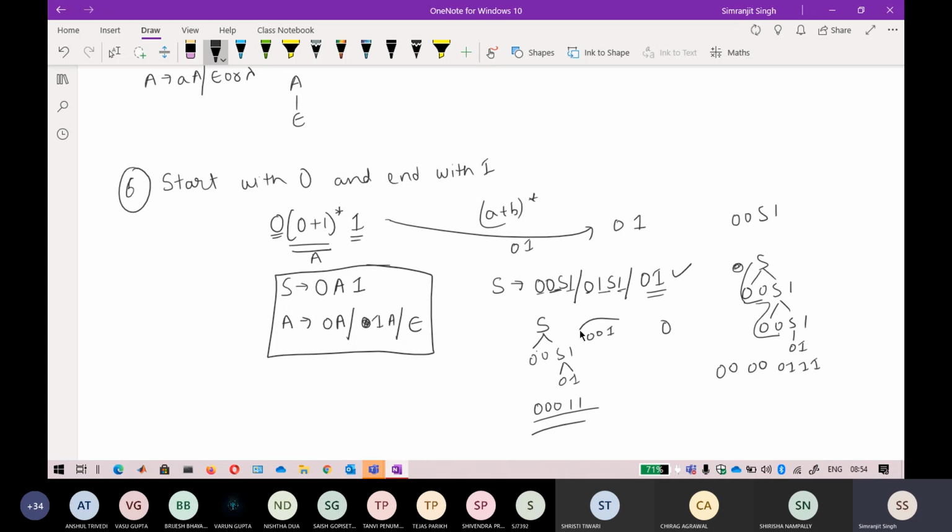This 001 also starts with 0 and ends with 1, but it is not a string generated by this grammar. That is why you cannot write this grammar that way. Just a little bit of tweaking, but I think you are on the correct path. If you do it using a variable, it will be very easy for you.